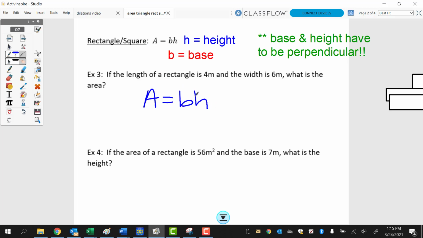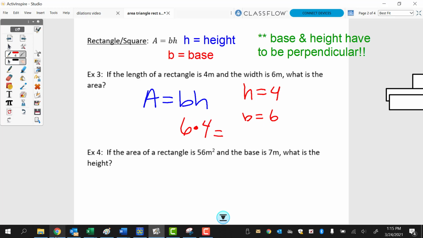If you pick the wrong formula for this shape, you're going to get it wrong. Now they said length and width. That is the same thing as height and base. So it doesn't matter which one you say is the height or the base. So we're going to say the height is 4, the base is 6. Sure, doesn't matter. So we're going to plug this in for H and B. So where B was 6, H was 4.